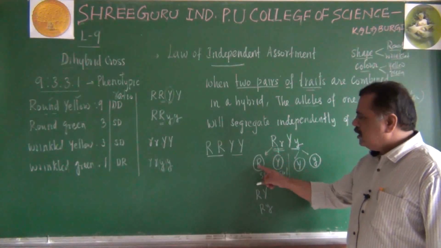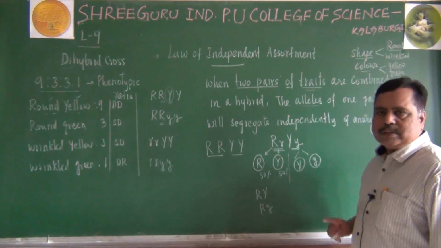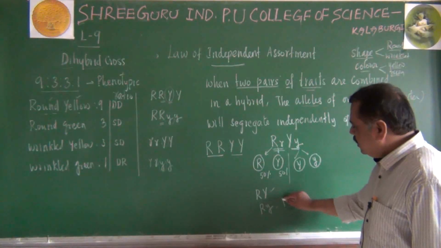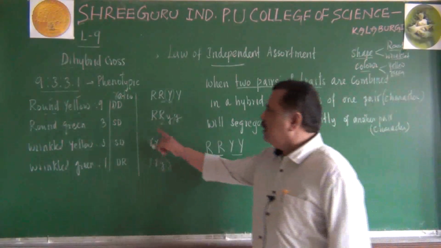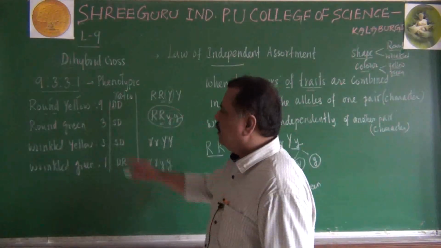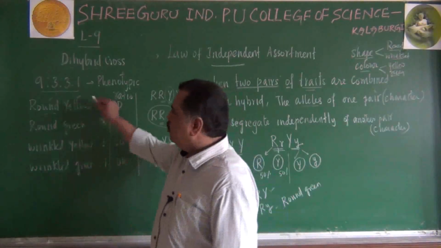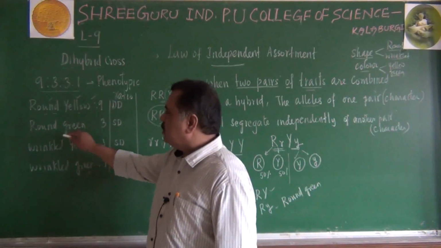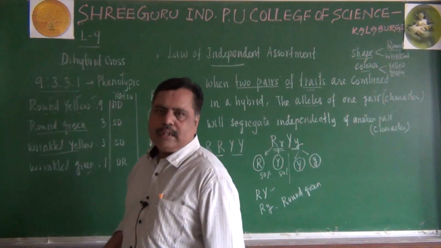There is a chance for this capital R either to combine with capital Y or to combine with small y. This will be responsible for getting a new character called round green. Remember, when an individual gets capital R, small y, we are getting round green. Remember, we never took round green in the dihybrid cross. We took round yellow and wrinkled green only as parents. But in the F2 generation, we got two new characters. One is round green and another one is wrinkled yellow.